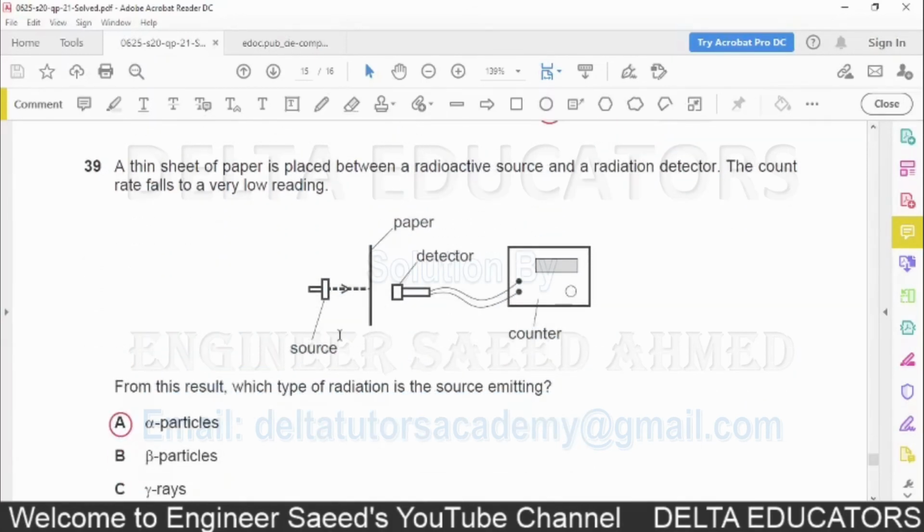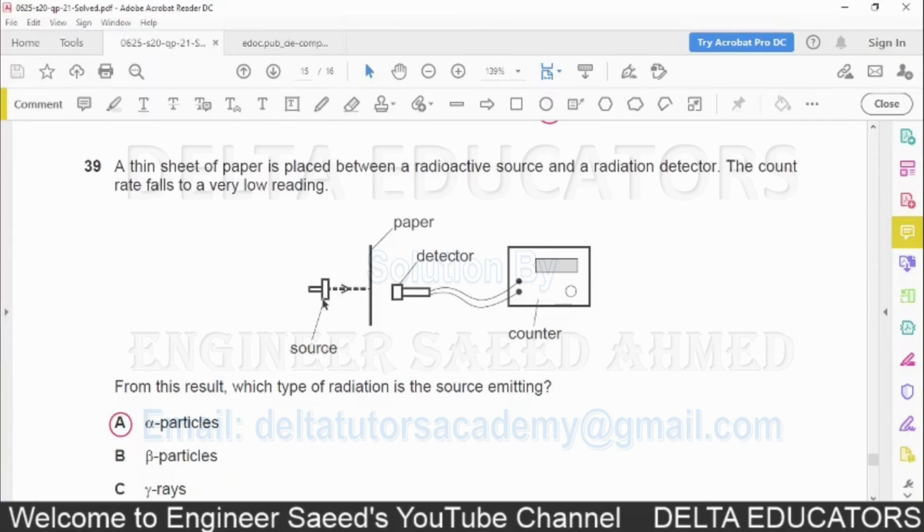Question number 39. A thin sheet of paper is placed between a radioactive source and a radiation detector. The count rate falls to a very low reading. From this result, which type of radiation is the source emitting? Here we have a source. It is a detector. In between the radioactive source and the detector, we have kept a piece of paper. And because of the piece of paper, most of the radiations are stopped.